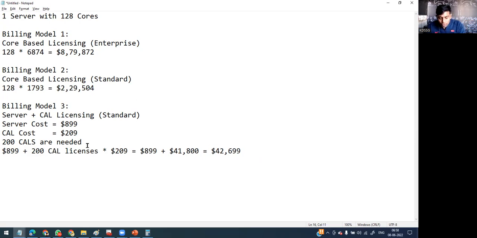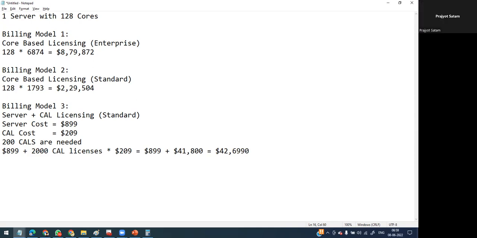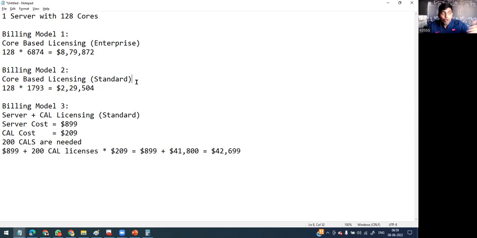What if your clients are 2,000? Then one number increases, yes. Or what if my number of servers is high? Correct. On the other side, if your cores are high, if your cores are more, then this number increases. So that's the balance. It's tough to tell. In the office environment, you need to calculate and see: if I go with this billing model, this much revenue is coming up; if I go for the client access billing model, this much revenue is coming up. What is best for me?